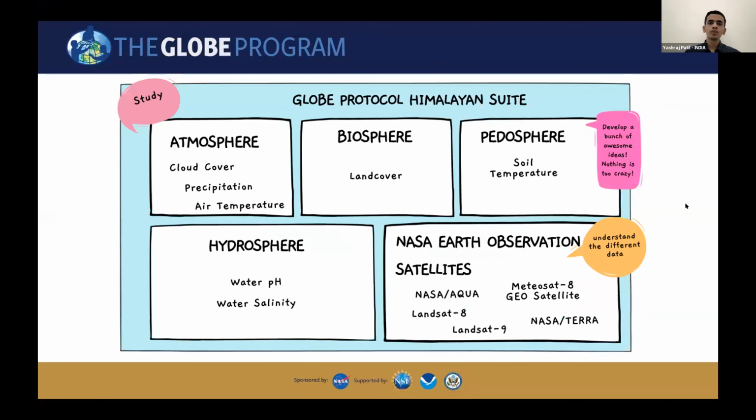Now moving towards the GLOBE protocol Himalayan suite. While visiting the region, I was planning the whole thing in another manner. I knew there was no internet connection, and at the remote site there was no power either. So that was a challenge for us. So I took out all the printouts for 7 days, like for 1 week, of the atmosphere, biosphere, pedosphere, hydrosphere, all those GLOBE protocols.